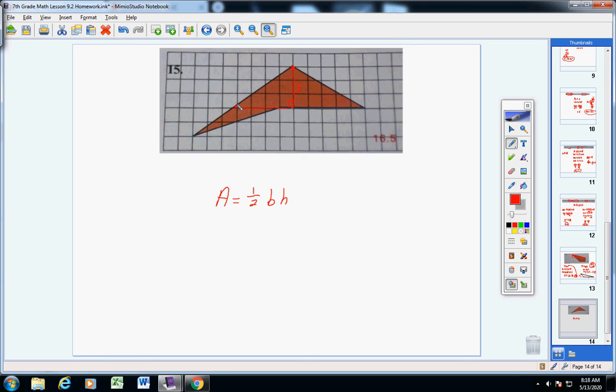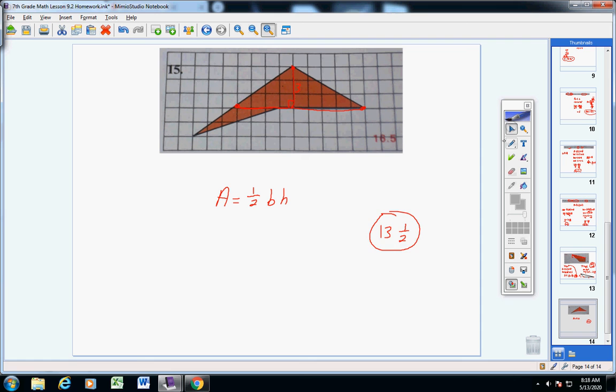And the base runs from here to here. So that one's pretty easy. The base is going to be 1, 2, 3, 4, 5, 6, 7, 8, 9. So 1/2 times 9 over 1 times 3 over 1. Nothing cancels, so I get 27 over 2, which, if you make that a mixed number, you will get 13.5. So there's the area of one triangle, okay? Now, let's look at the next triangle.